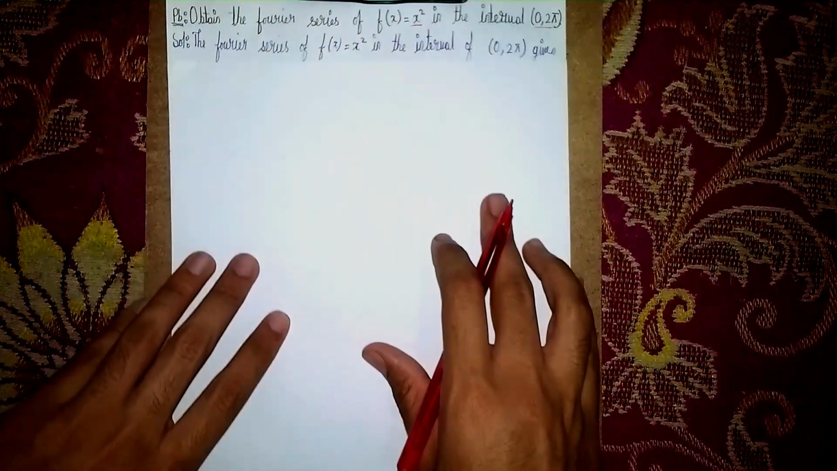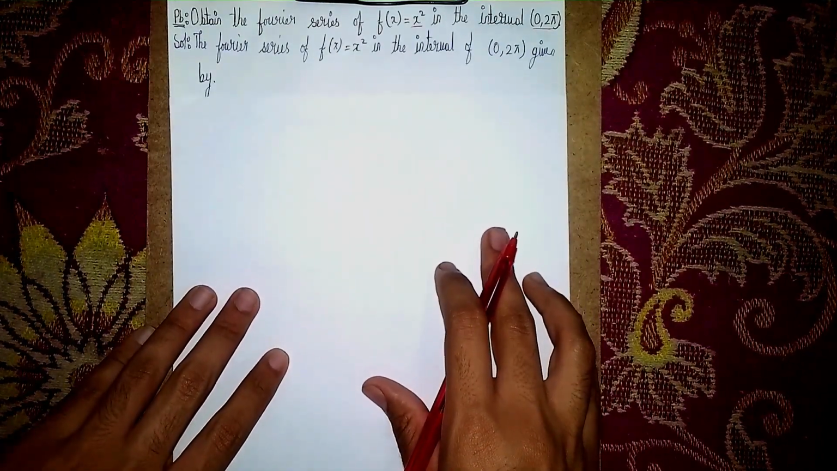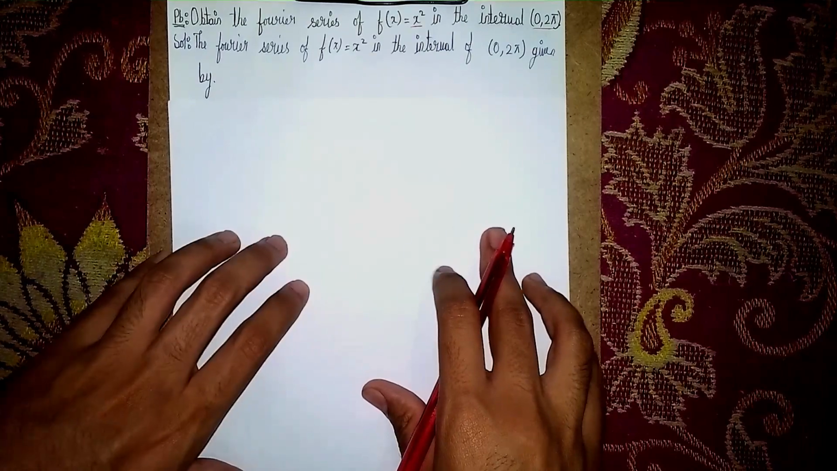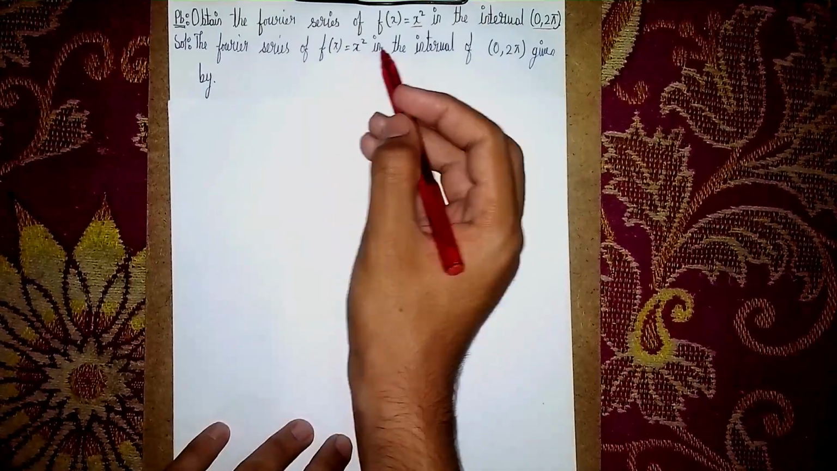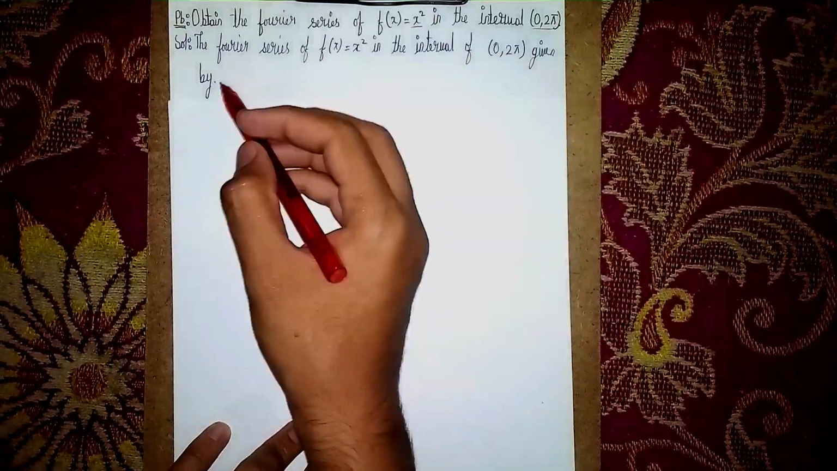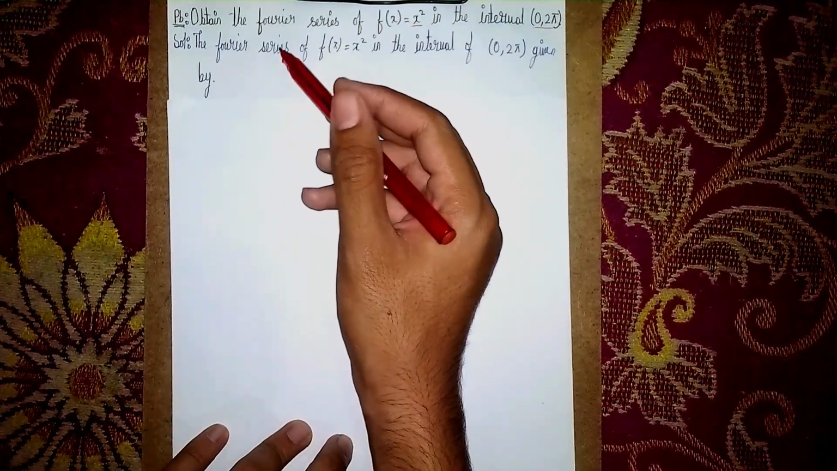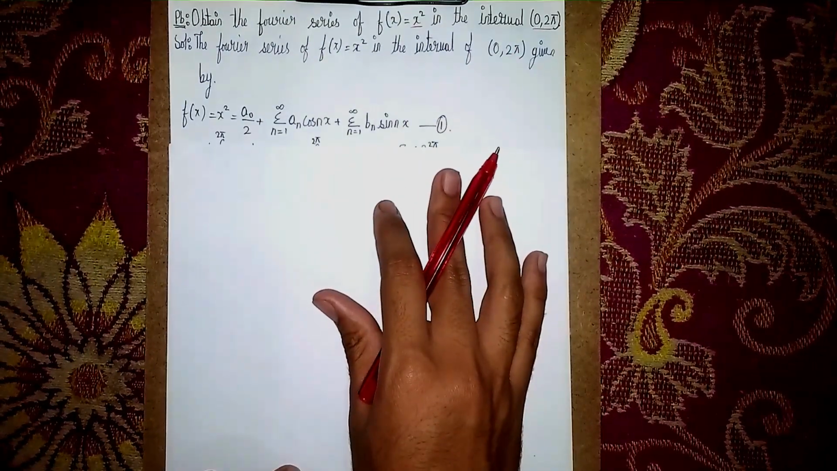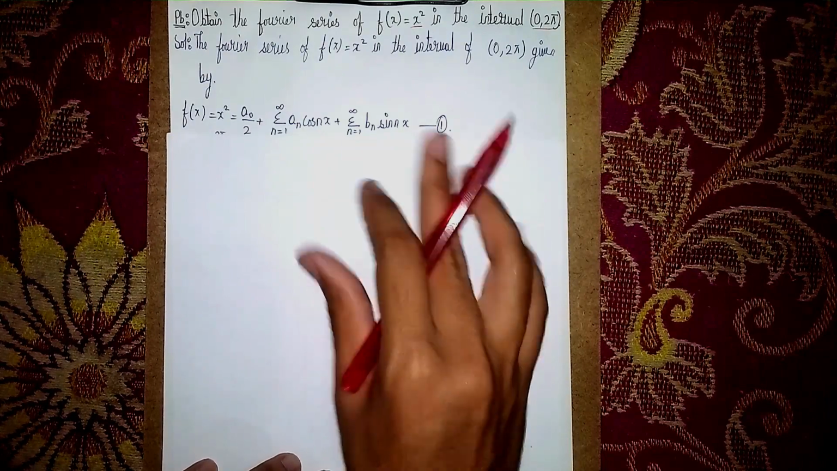So first, what we will do, first we will write this statement: the Fourier series of f of x is equal to x square in the interval of 0 to 2 pi is given by. First write the statement.